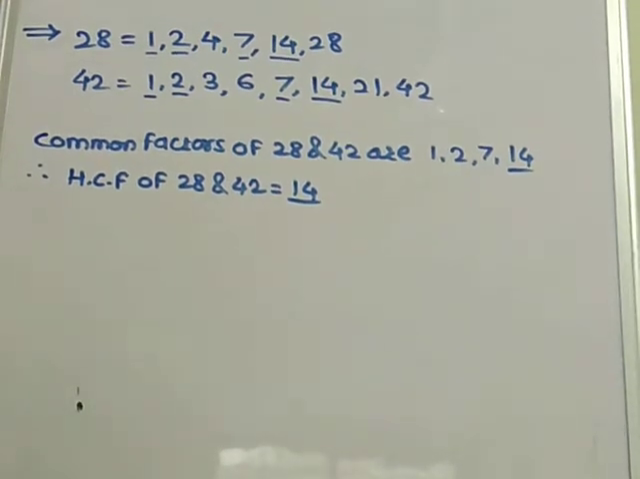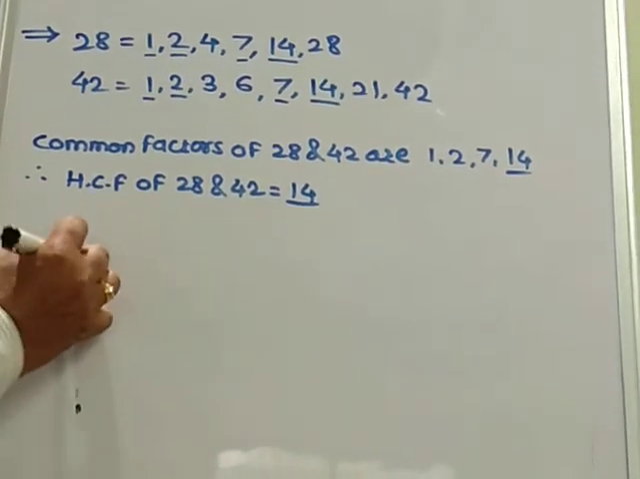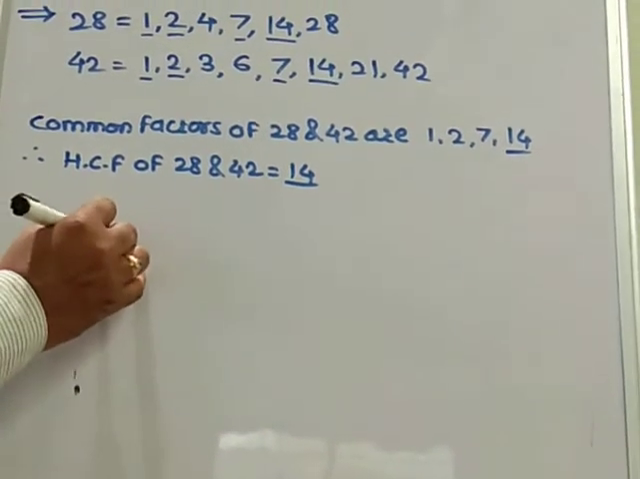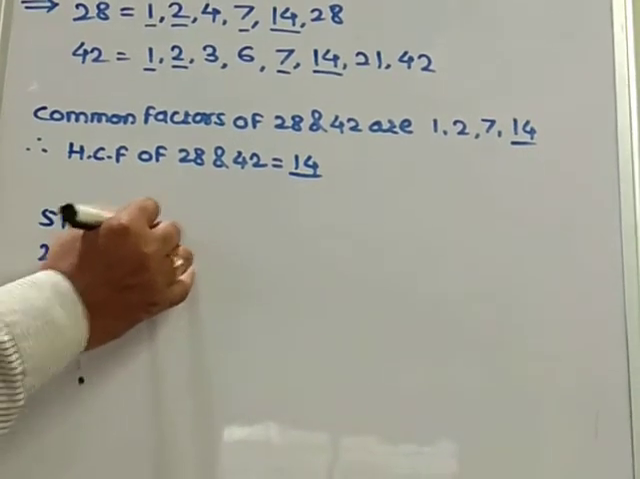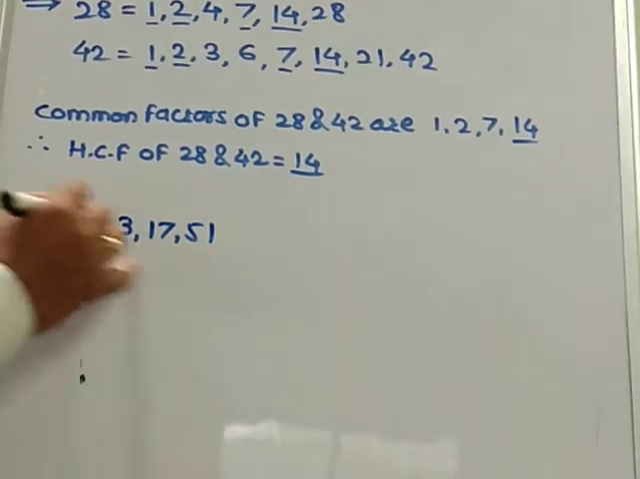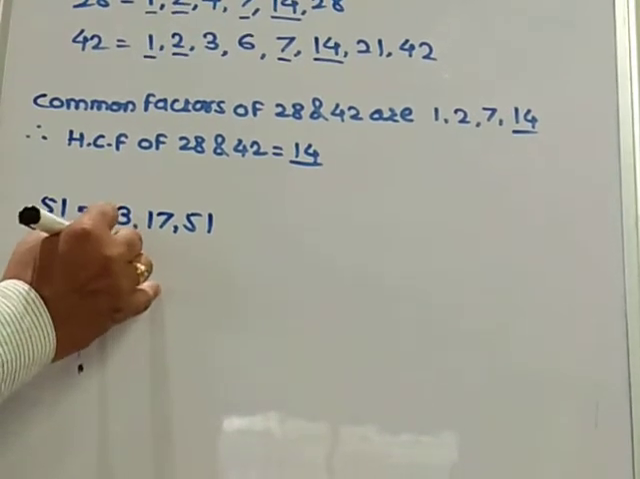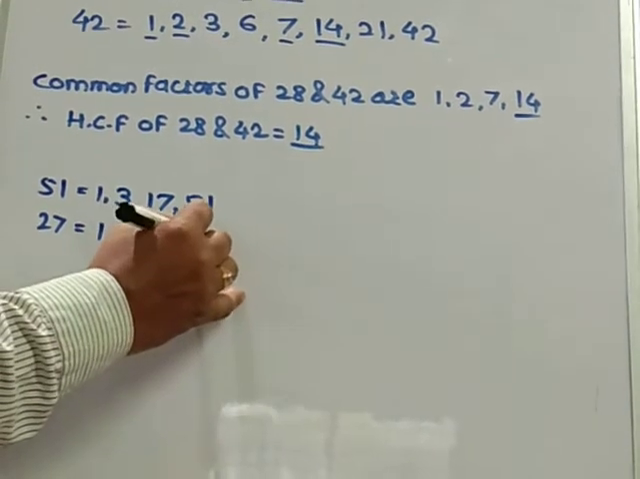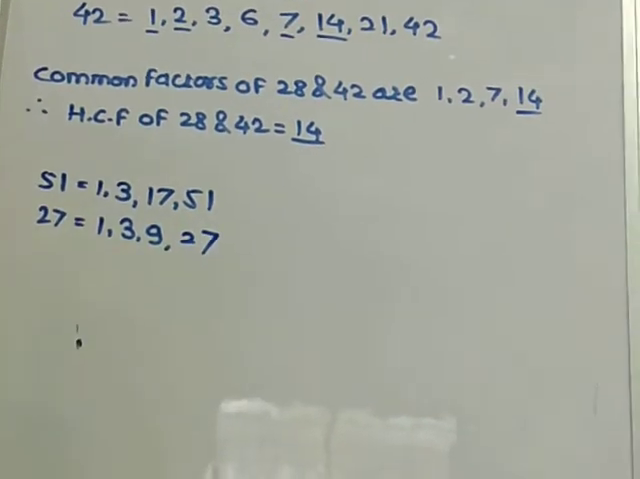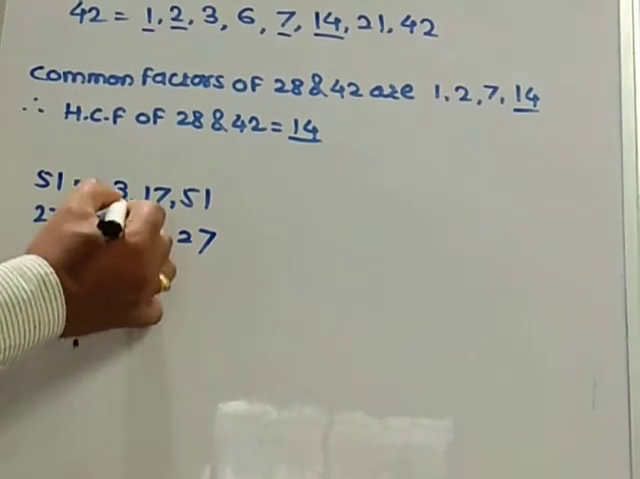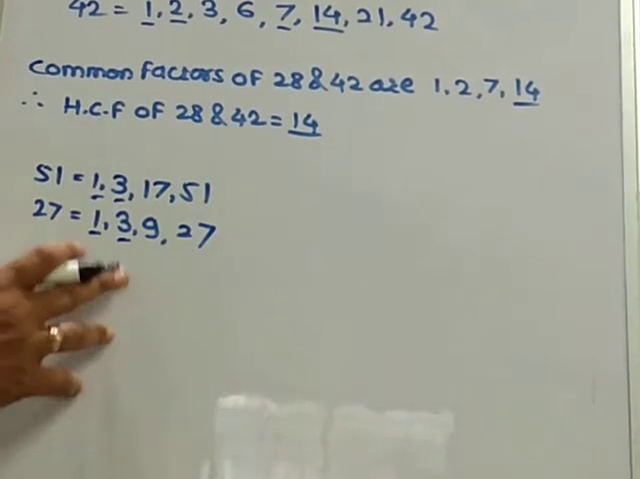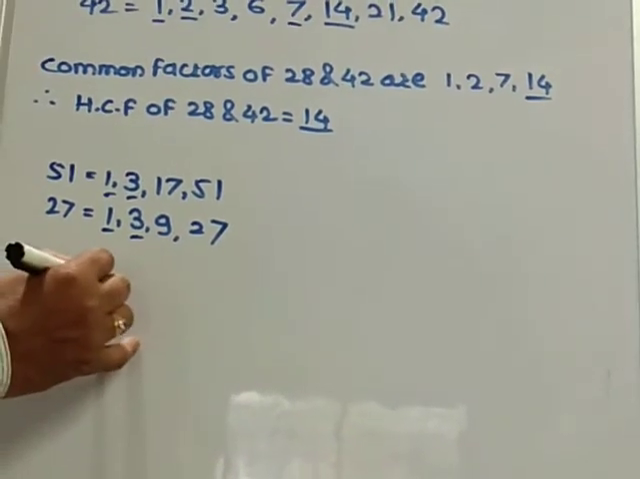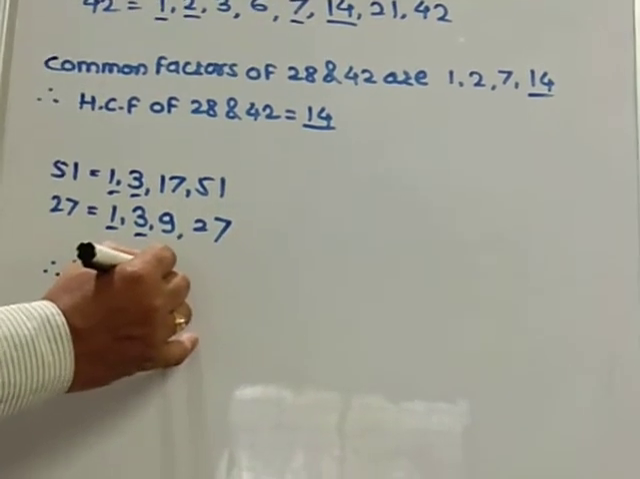Okay. Also, another example we take 51 and 27. In 51: 1, 3, 17 and 51, since 17 3s are 51. For 27: 1, 3, 9 and 27. Okay. Here, which is common? 1 is common, 3 is common. Nothing more is common. Therefore, the highest common factor, HCF, is equal to 3.